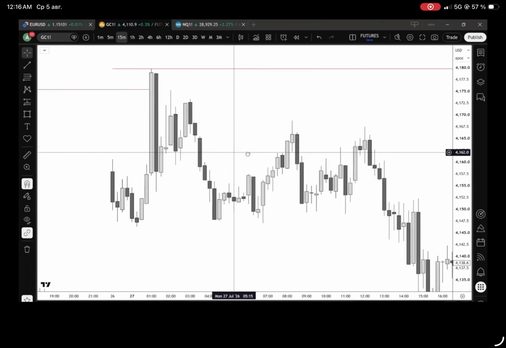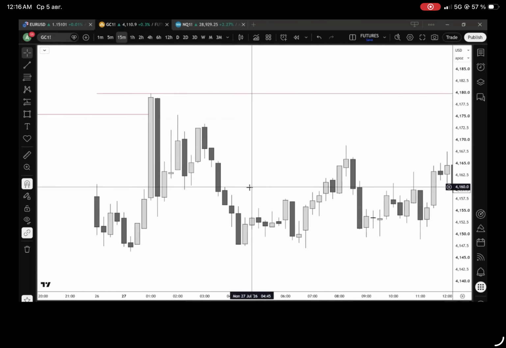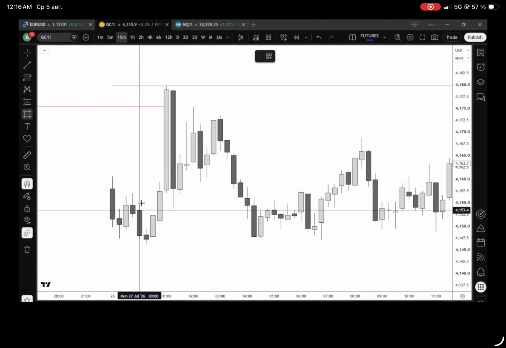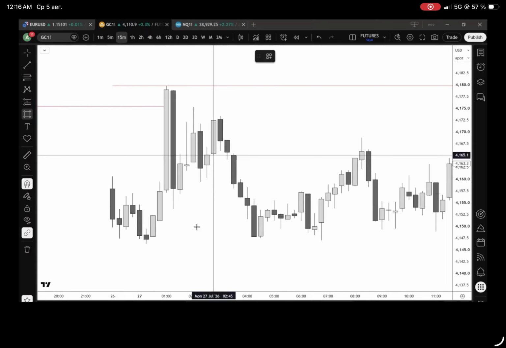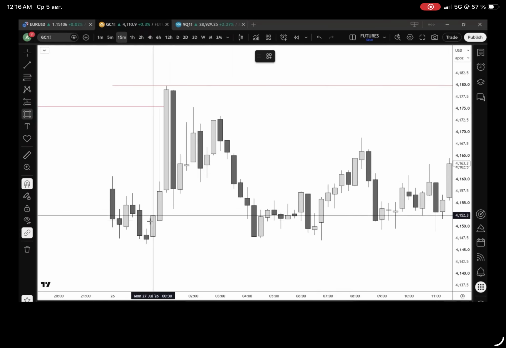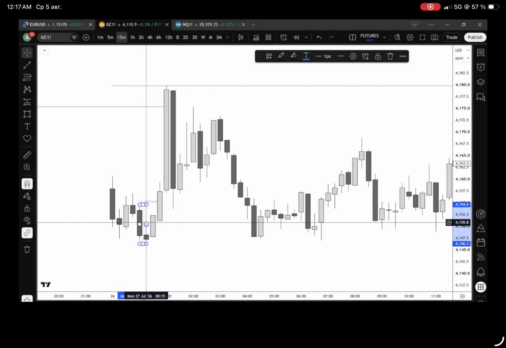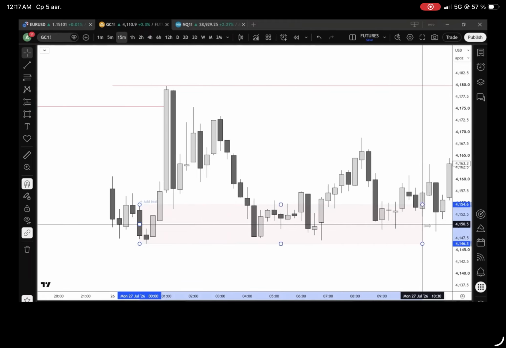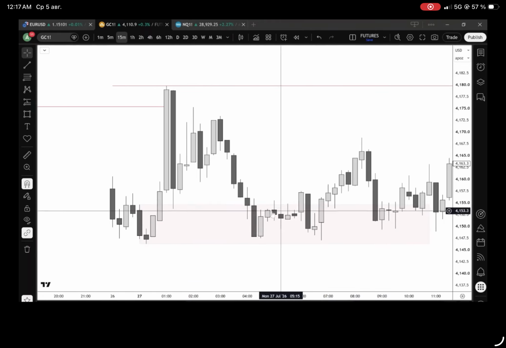What are we waiting for? If I zoom into this PA, we're waiting for a reaction at the lows. Okay, now look what happens here. This whole candle or area, okay, look how we respect it.